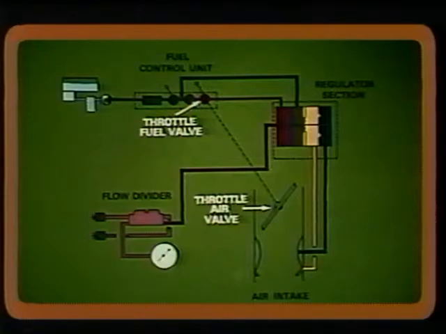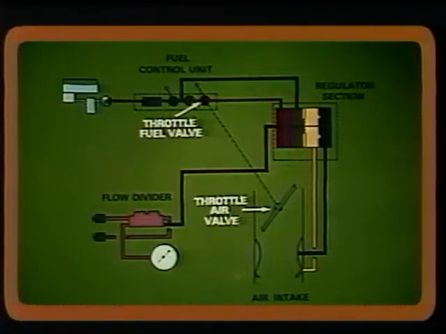The throttle fuel valve is a variable orifice located in series with the regulator and the engine. It is connected by a rigid linkage to the throttle air valve, so that when one is opened, the other is opened proportionately.